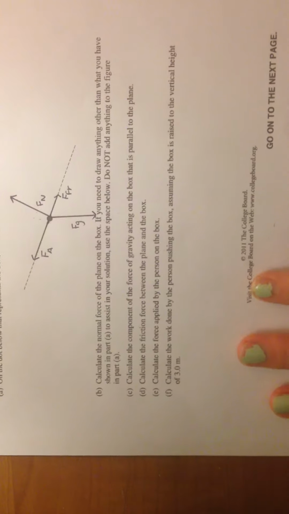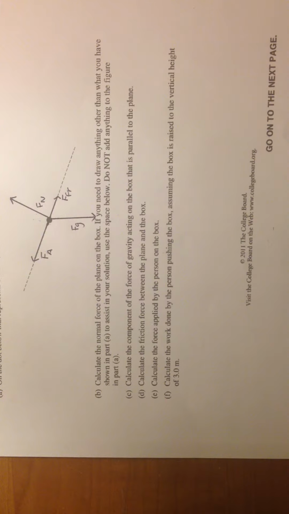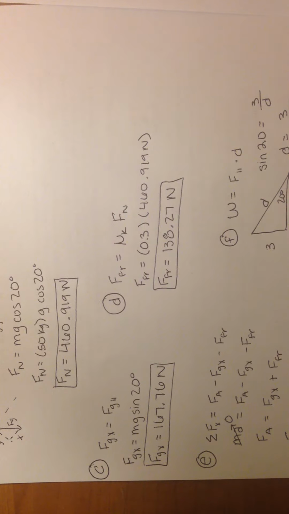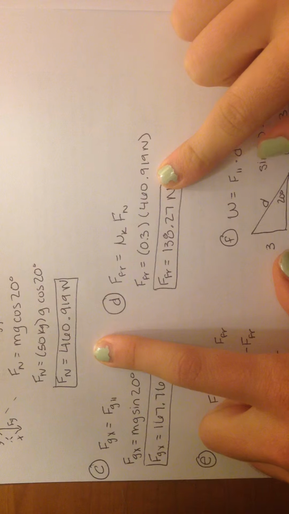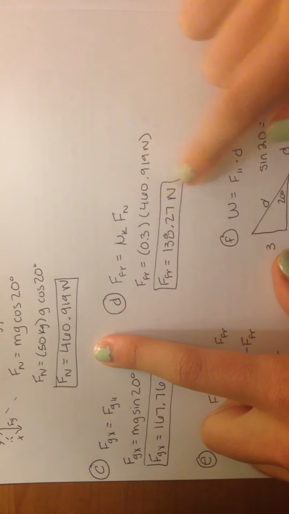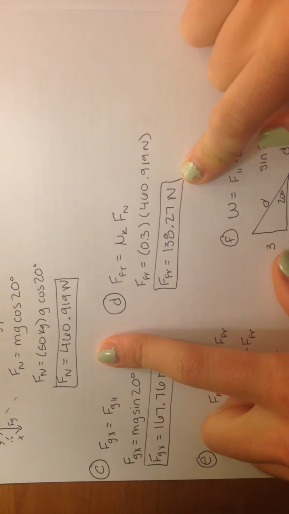And then we can say Fg of x equals 167.76 newtons. Now, part D asks to calculate the friction force between the plane and the box. So we say the F of friction is equal to the coefficient times the normal force, and we just calculated the normal force right here. So we plug that in. They told us our coefficient was 0.3. We plug it into our calculator, and we get 138.27 newtons.